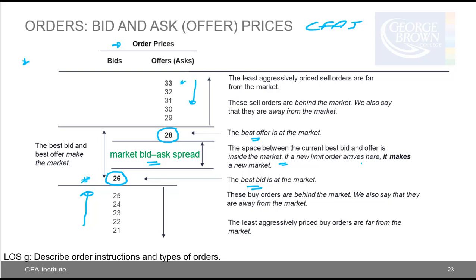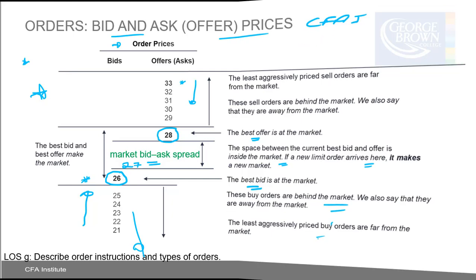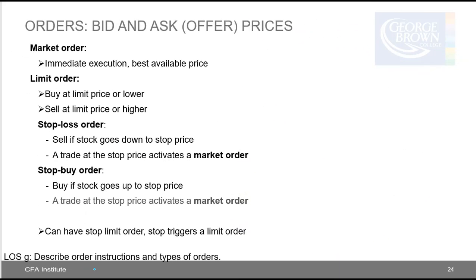If a new limit order arrives here, it makes a new market. So let's say there was an order to buy at 27, then you would have a new market. Okay, a little bit, this is nice to know, not need to know, from CFA Level 1: if you look at these orders down here, they're behind the market, and if they're way back, they're far from the market. So just a little graphic here to help you with your understanding of bid and ask and offer prices. So again, learning outcome statement G, describe order instructions and types of orders.